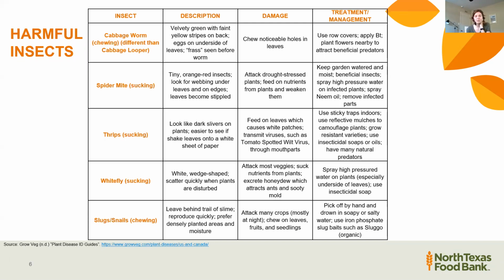But spider mites, I want to put these on here because they're really common to see. And spider mites, they're going to be a reddish brown, tiny, tiny little insect. You might see some webbing on the underside of some leaves. That's kind of telltale that you have spider mites.